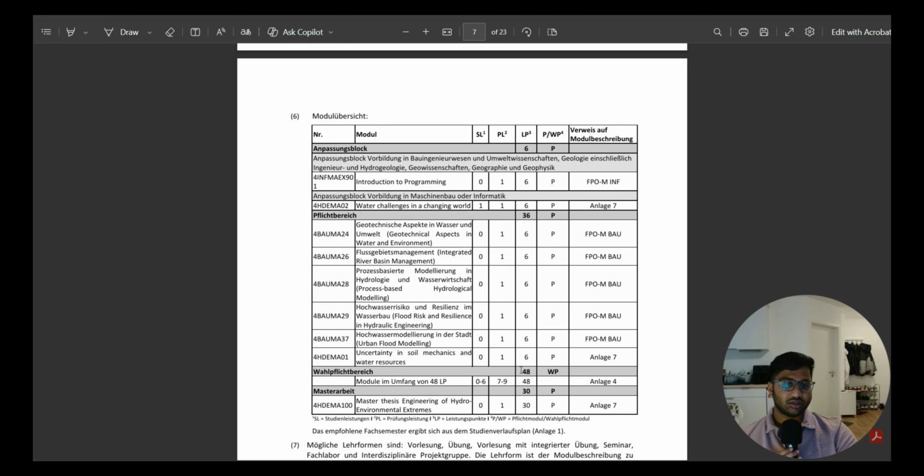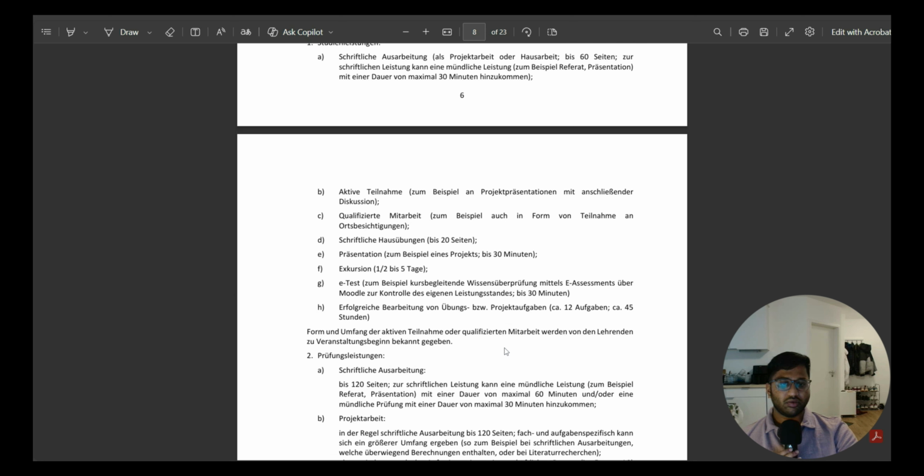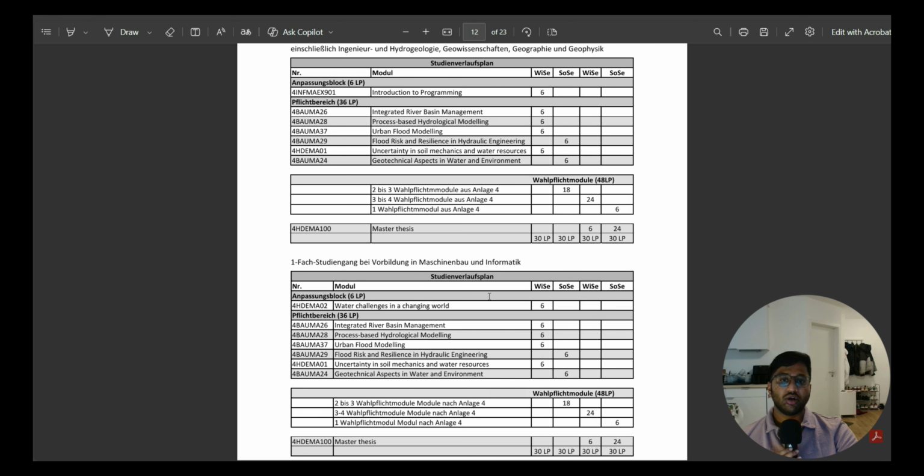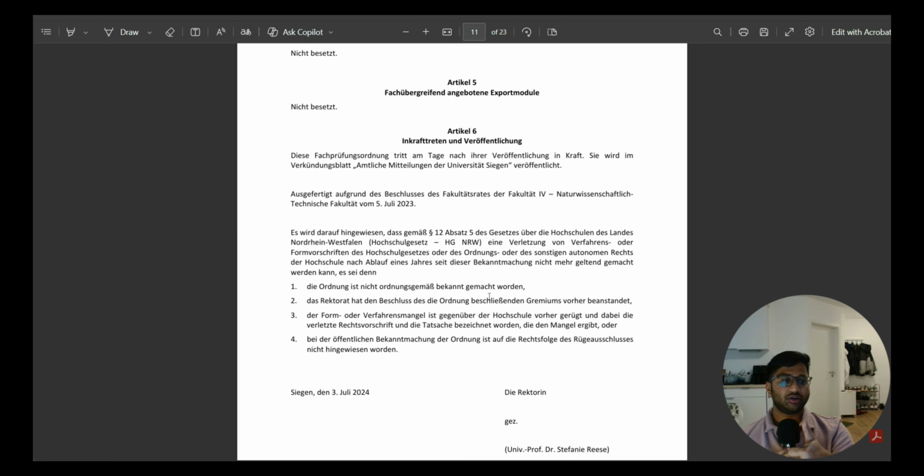After finishing all these 3 sections, you will be done with your 90 credit points. Then you can finish your master thesis with 30 credit points. Total 120 credit points will be done. Then here you will also have information about the examination regulations, how many times you can take one exam after failing, and if you fail more than 4 times, then you will be out of the university, and other things will always be there.